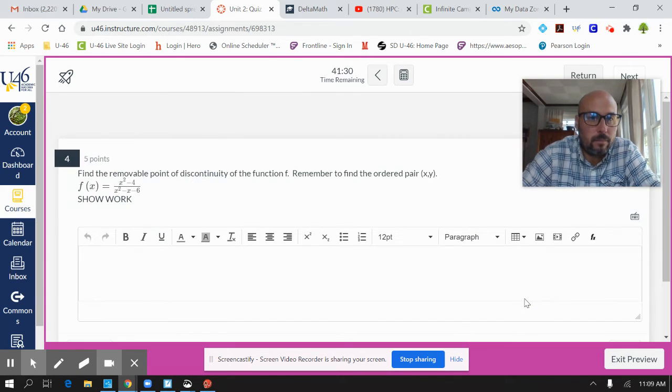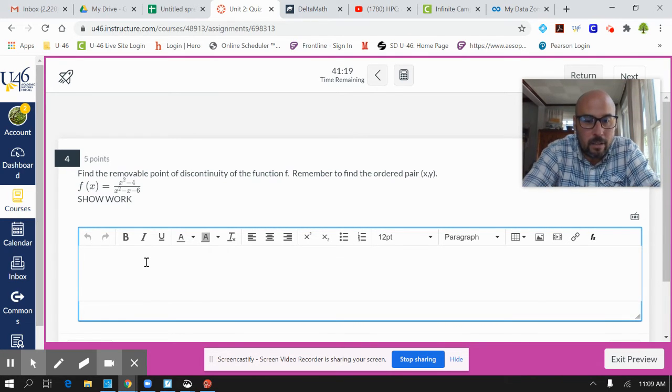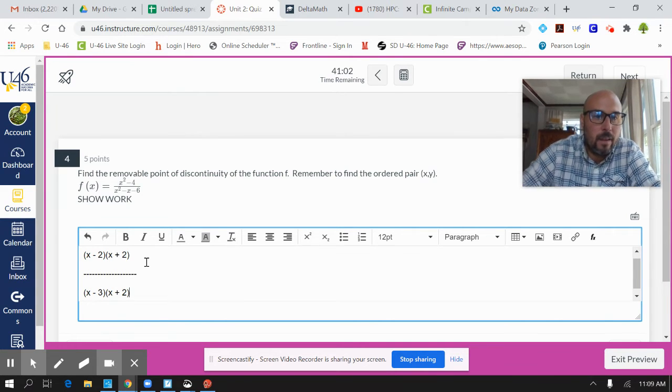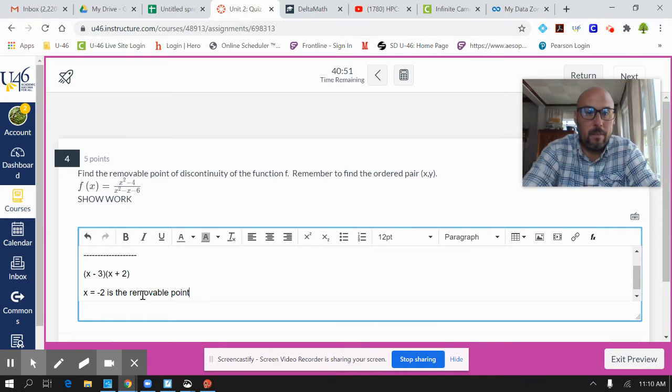Next. Oh yeah, another removable point of discontinuity. I hope you did that Delta Math assignment. Removable point of discontinuity. So, similar problem, numerator and denominator. Let's see if I can do this a little bit more efficiently. Here is the numerator. That is being divided by the denominator, which is x minus 3 times x plus 2. And the x plus 2's cancel out. So that means x equals negative 2 is the removable point.